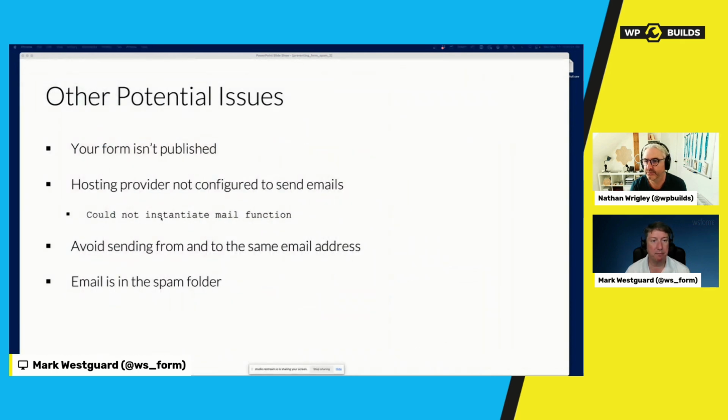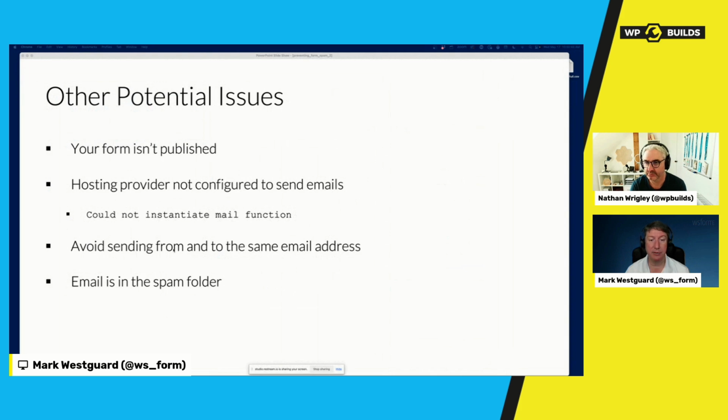So remember that one. The other thing is, sometimes, and I have come across this, hosting providers are just not set up to send emails. And you may get this error saying could not instantiate mail function. If that happens, contact your hosting provider and make sure they've got email sending set up on your hosting so you can actually send emails out. I'm quite surprised when that happens, but we do get it.